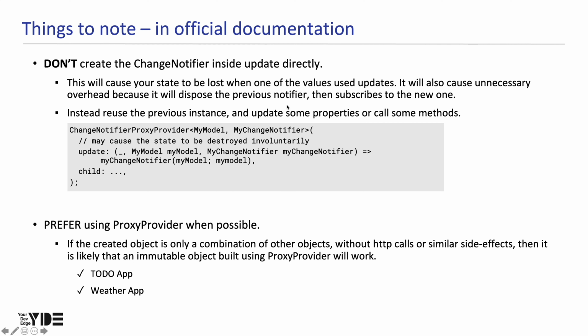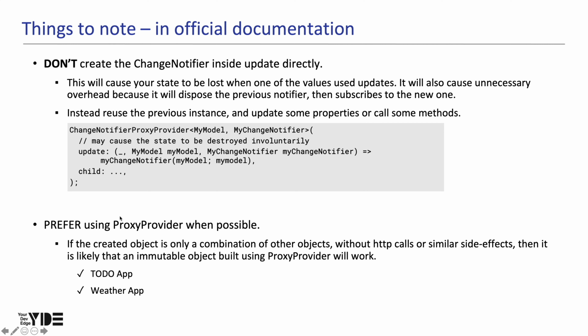But other than this reason, I think that creating a change notifier every time an instance of MyModel changes is against the design principle of ChangeNotifier, because the key point of ChangeNotifier is that ChangeNotifier is mutated and notifies of the mutation. So creating a new instance every time is against the design principle of ChangeNotifier, in my opinion.